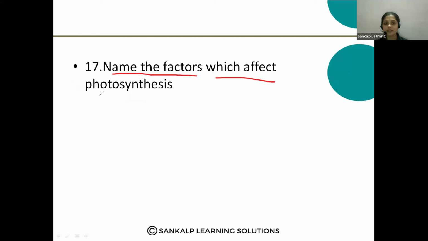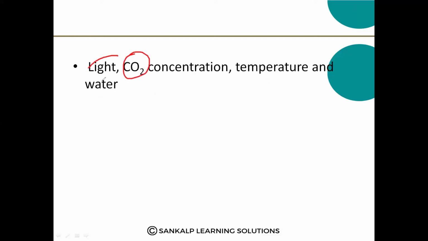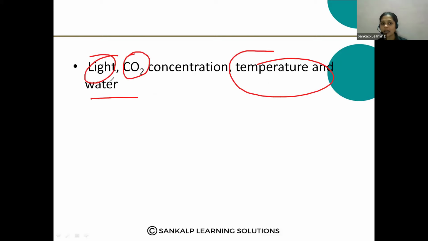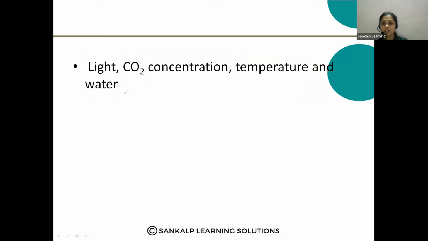Name the factors which affect photosynthesis. Photosynthesis is affected by some factors. So some environmental factors are needed for the photosynthesis process. Which are they? Carbon dioxide concentration, light, temperature, and water. So these all are essential for the photosynthesis process. If these factors are less or not suitable for the plants, the photosynthesis process may be affected. So water is essential and light is also essential. These all factors are needed for photosynthesis.